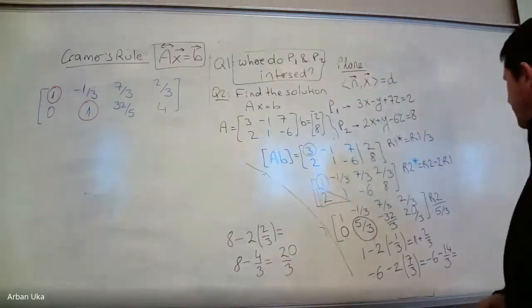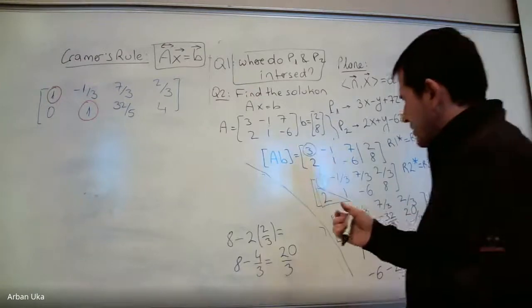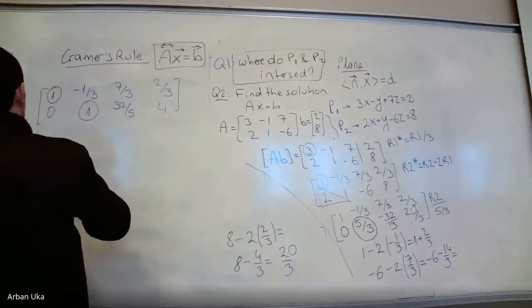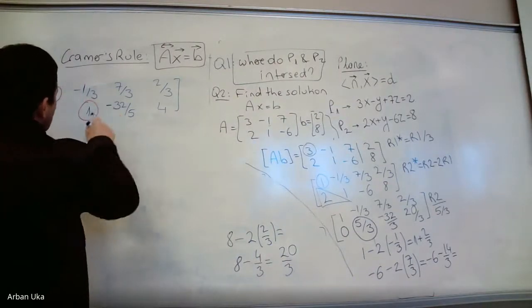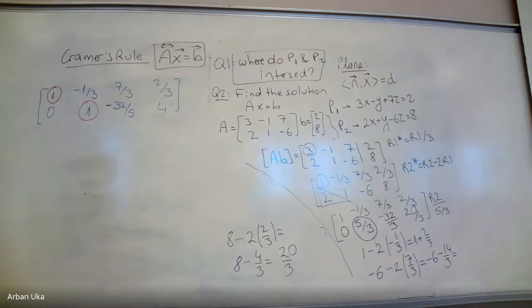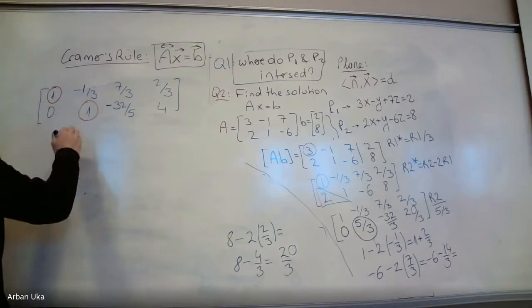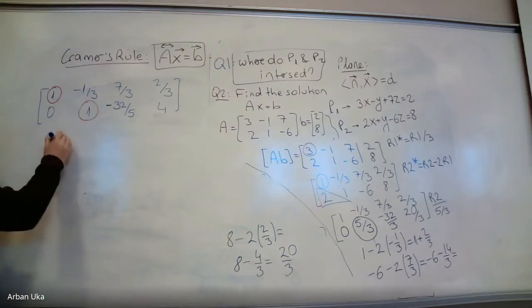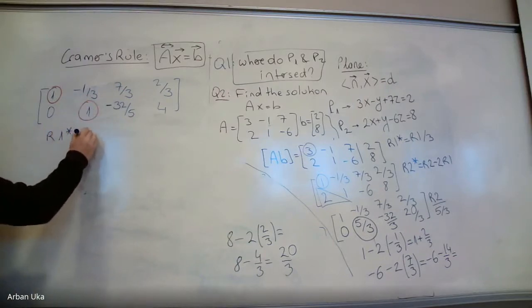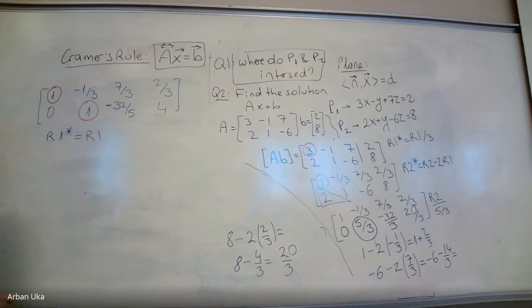So if these are the... Yes, sir. I think it should be minus 32 over 5. Okay, let's check. Probably, that's true. Okay, that's correct. Yes, this is minus 32 over 5. And then the next step is that we want to produce a 0 here, right? So to do this, we say row 1 star is equal to row 1, and then what? What should we write here?